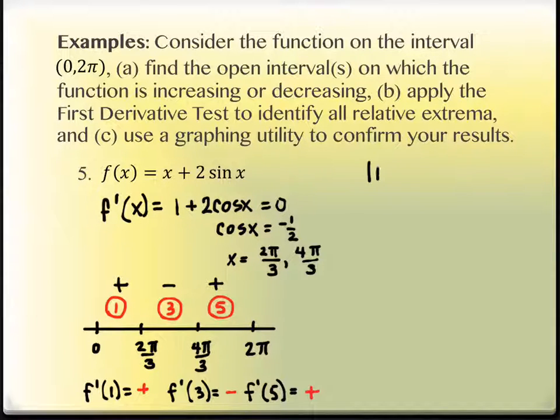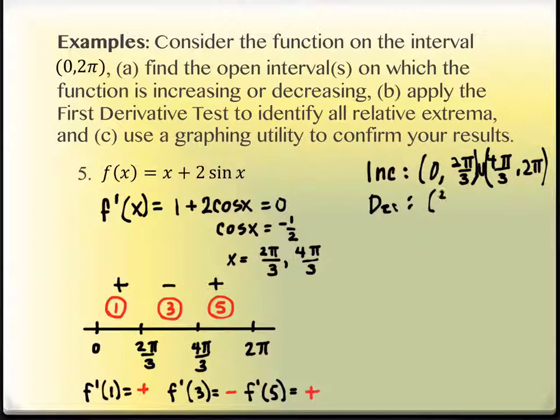So where is the graph increasing? 0 to 2 pi over 3. And then where? Good. 4 pi over 3 to 2 pi. And where is it decreasing? 2 pi over 3 to 4 pi over 3. Okay, so that's the increasing and decreasing. This is all part A.